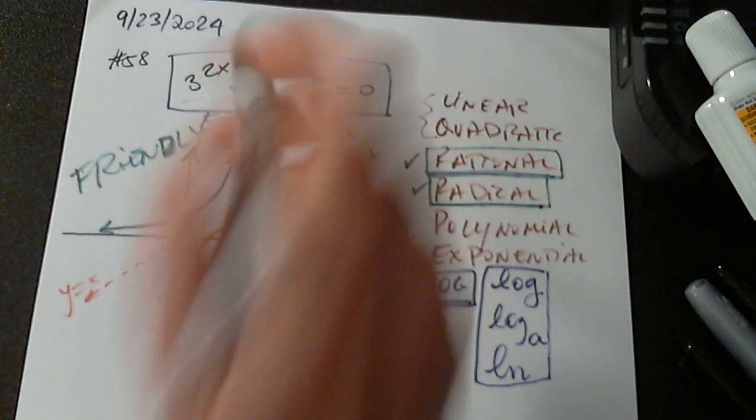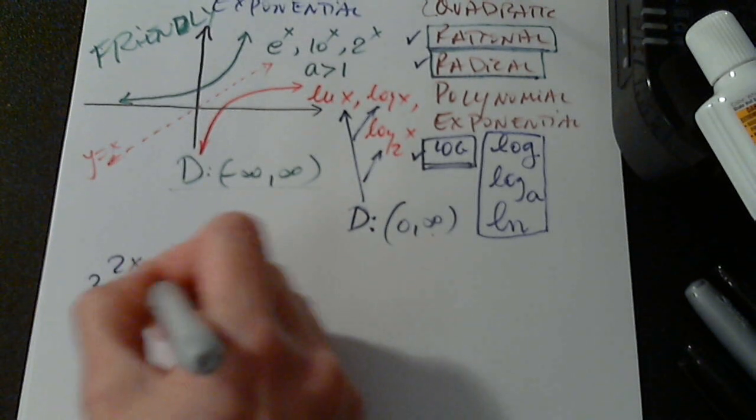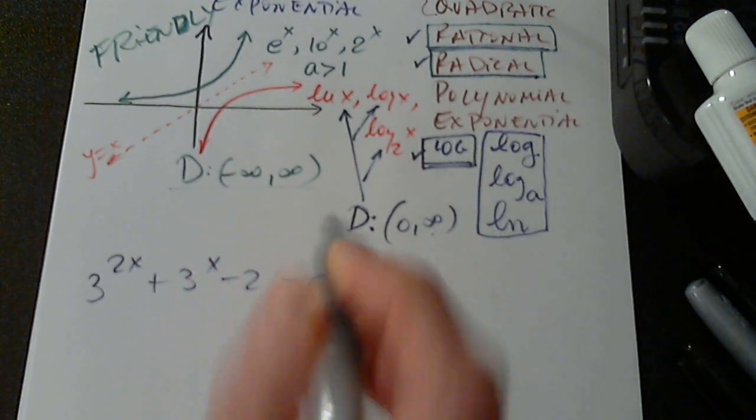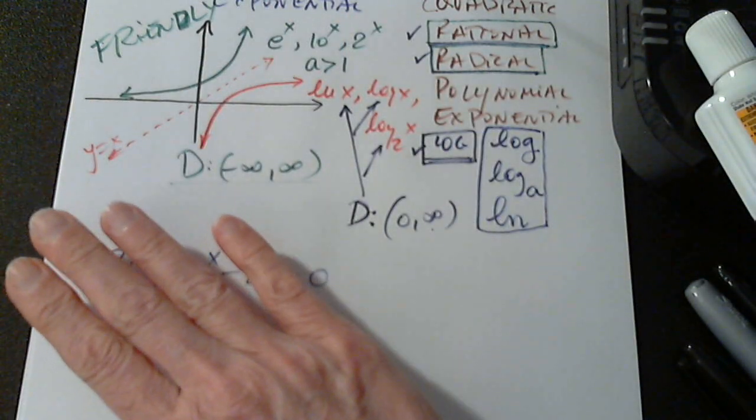Okay, now let's finalize our problem. So let's start with it. 3 to 2x plus 3 to x minus 2 equals 0. Any questions before we continue with this? Anyone?